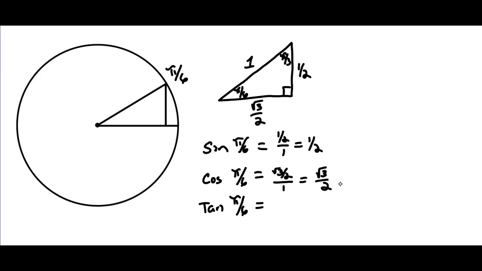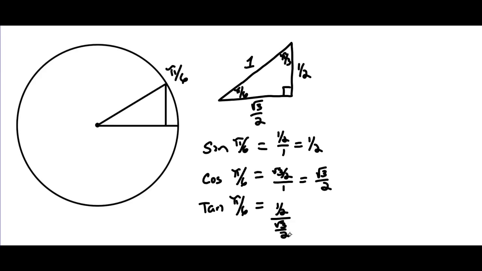But if they say find the tangent, it's not quite as easy as find the sine and cosine on this, because the hypotenuse is not in the denominator. And so you don't have a denominator of 1. But we know tangent, it's opposite over adjacent, or 1/2 divided by square root of 3 over 2. So we have a fraction divided by a fraction. Pause the video and simplify that.